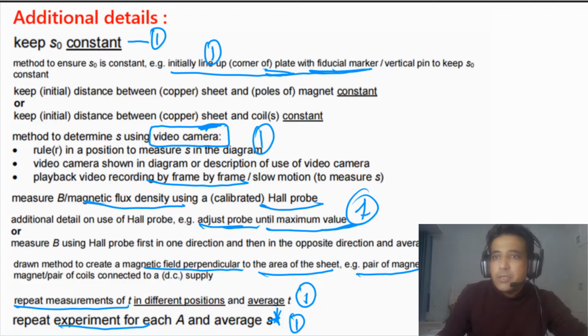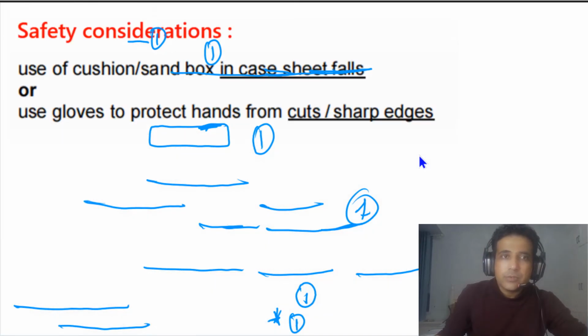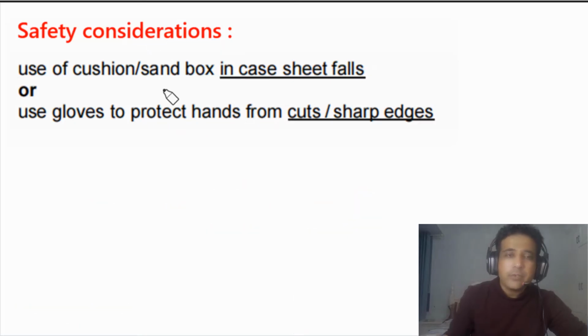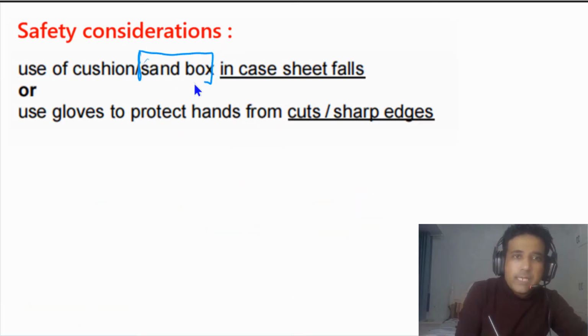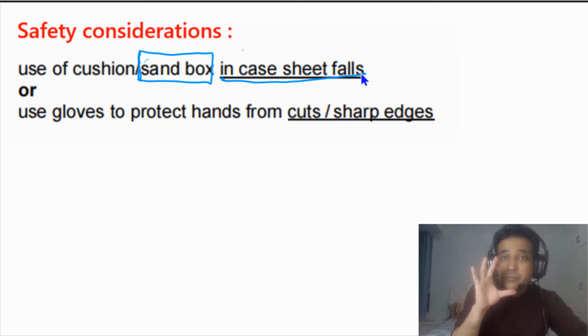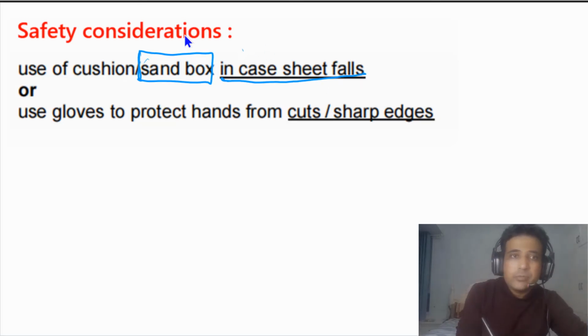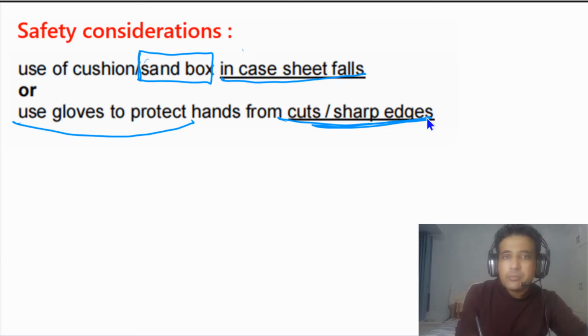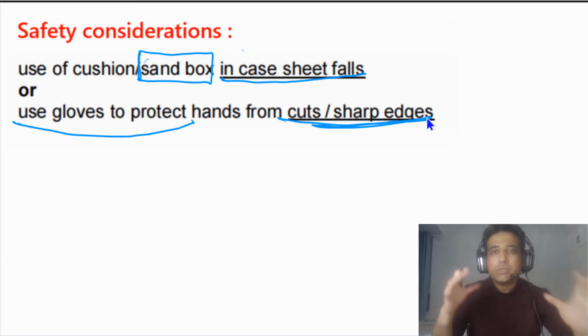Now, if we go to the next one. So here is the safety consideration. 1 mark for this one. You can write any one of them. We have discussed the sandbox in case the sheet falls. So this is very important. Underline it. It has to be, because this is how you will protect. This is why. So how and why have to be made, meaning risk and protection. You can also talk about using gloves to protect from cuts or sharp edges. We get one. So this is how these 15 marks will be awarded to you.